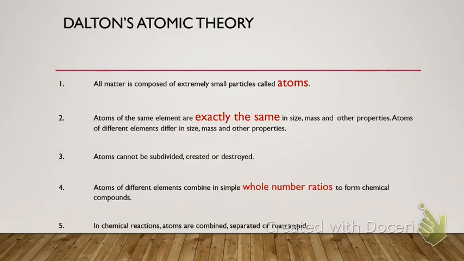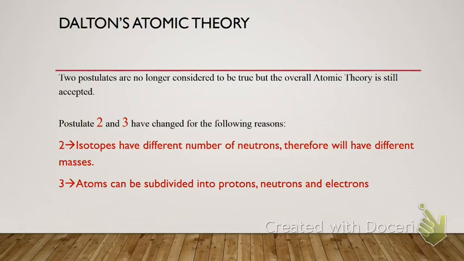There are 2 of those that we have found to be no longer true. The first one is something called isotopes, which are atoms of the same element that have different numbers of neutrons. And so that different number of neutrons gives them a different mass. Okay? So let's say oxygen. There are 3 isotopes of oxygen. One has a mass of 16, one has a mass of 17, one has a mass of 18. Okay? They're all oxygen. They still have the same properties. They just have different masses.